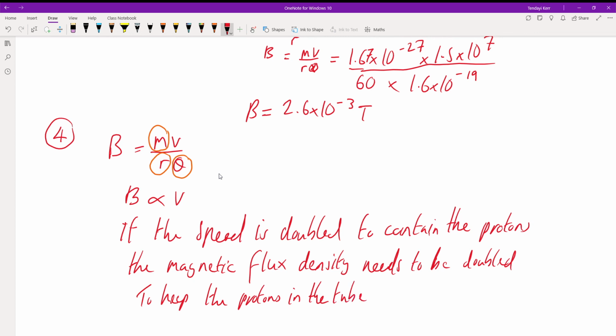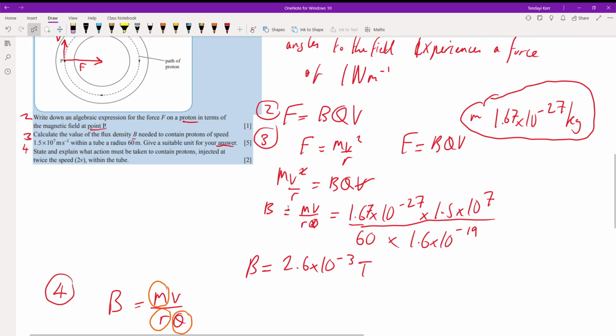Okay, so that's giving us 2 marks. Why? Because it's a state and explain. So it's going to be doubled because of this relationship. So we've looked at the equation. So we've used what we've done in the previous part. As I said, with these types of questions, you're equating mv squared over r to bqv. We've got a fixed container. We want to keep these protons in there, and it tells us that the speed is doubled.